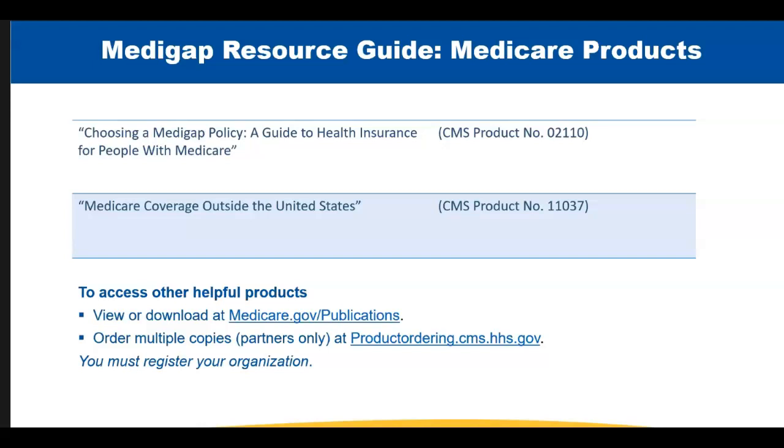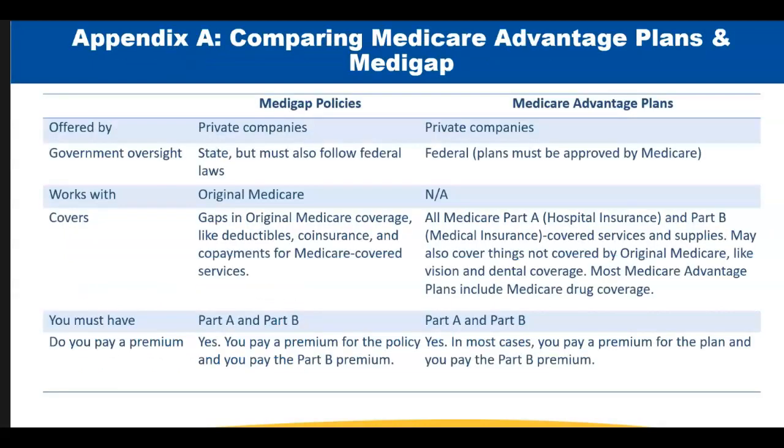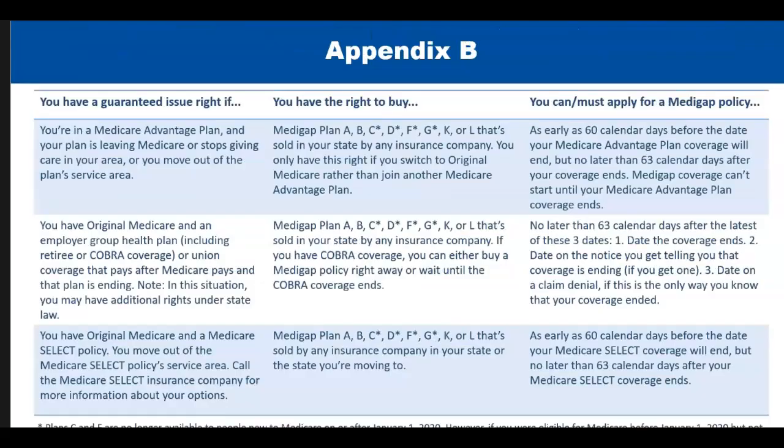And then this is a tip sheet about Medicare coverage outside the United States, because Medicare in general doesn't cover it outside the United States. One of the things a Medigap policy might do is add what's called a rider, adding an additional benefit to provide some coverage outside the United States, and that's explained in that tip sheet. Here's a comparison between Medigap and Medicare Advantage plans, which is always a big question.